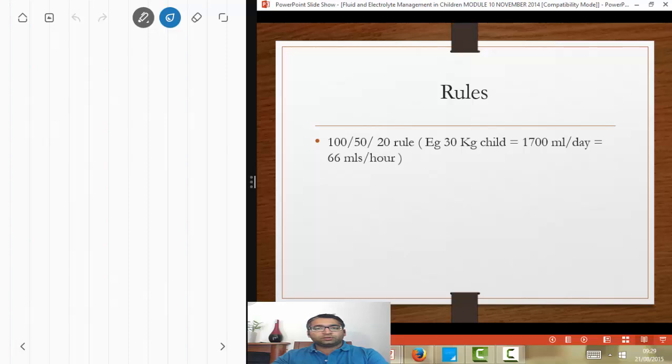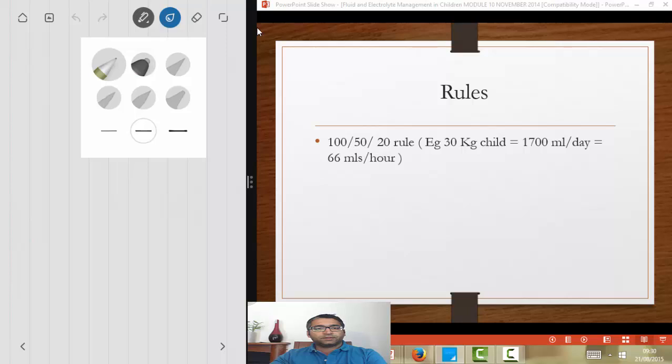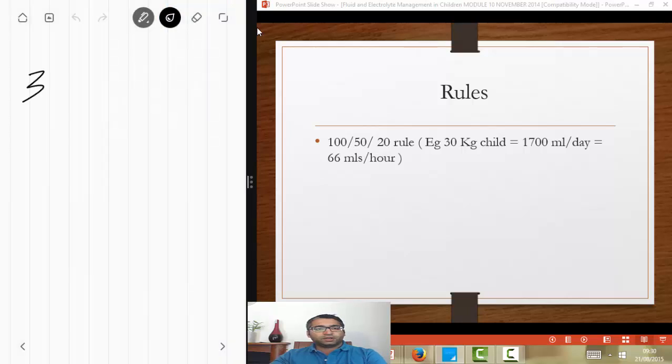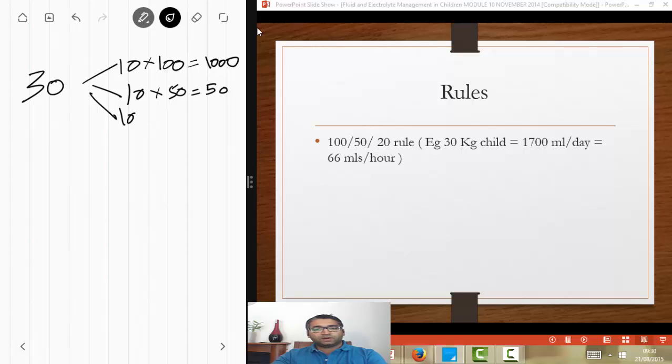For example, let's assume the child is 30 kilograms in weight and work out an example for you to write up the maintenance fluid requirement. So the child is 30 kilograms, so you have three 10 kilos there: 10, 10 and 10. For the first 10 kilos you would give 100 mils per kilo per day, which will equate to 1000. The second 10 kilos would be 50 ml per kilo per day, so that will equate to 500 ml.